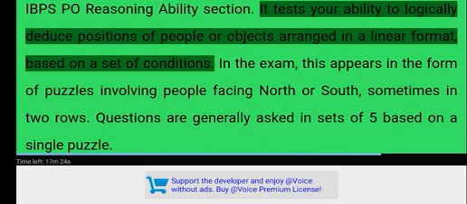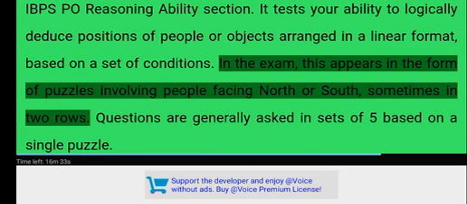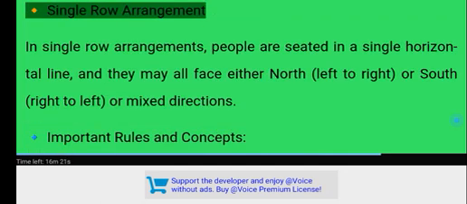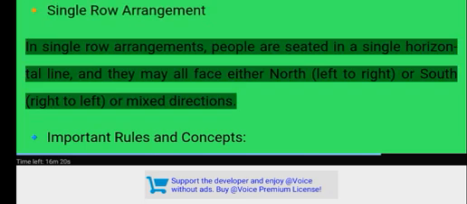It tests your ability to logically deduce positions of people or objects arranged in a linear format, based on a set of conditions. In the exam, this appears in the form of puzzles involving people facing north or south, sometimes in 2 rows. Questions are generally asked in sets of 5 based on a single puzzle. Small diamond: single row arrangement. In single row arrangements, people are seated in a single horizontal line, and they may all face either north, left to right, or south, right to left, or mixed directions.